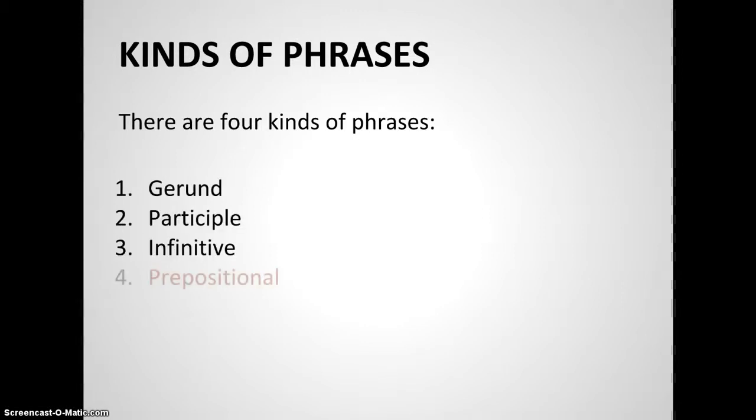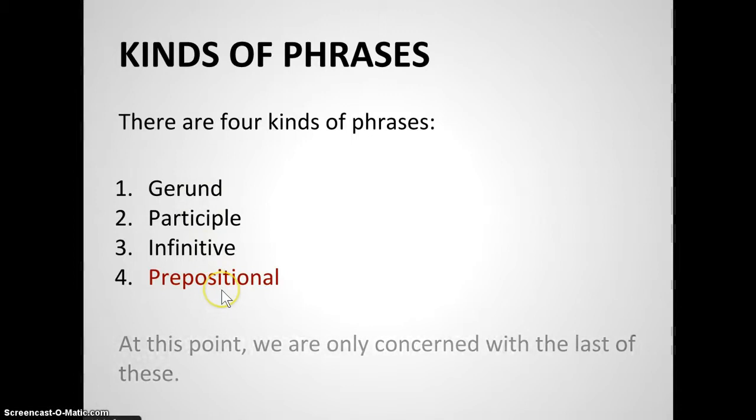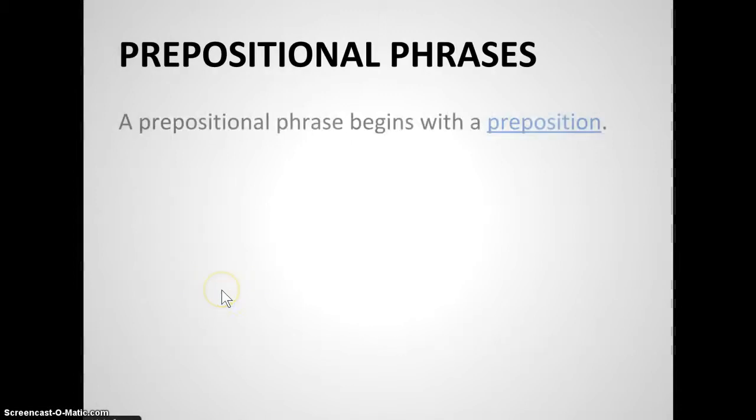There are 4 kinds of phrases. The top 3 here, gerunds, participles, and infinitives, are what we call verbals, and we're going to cover those in another lesson. Prepositional phrases is what concerns us now.